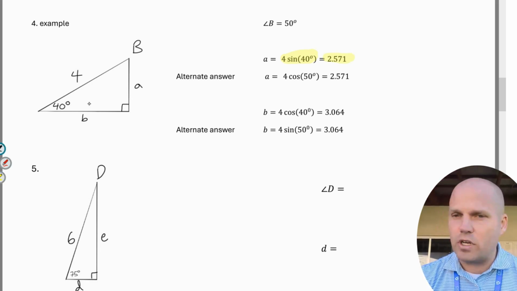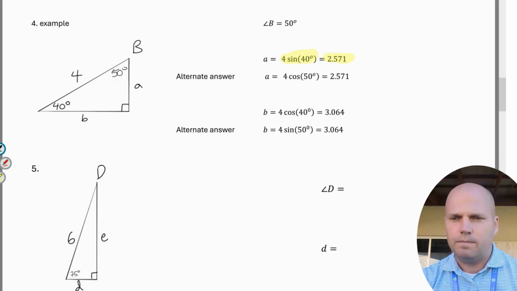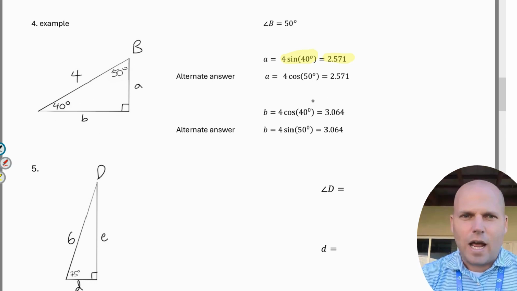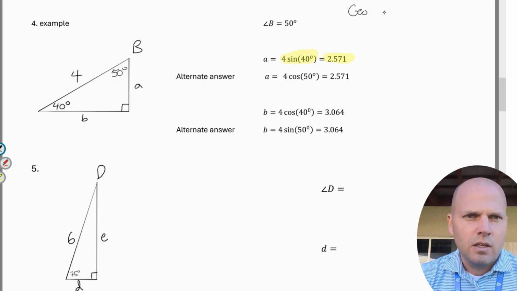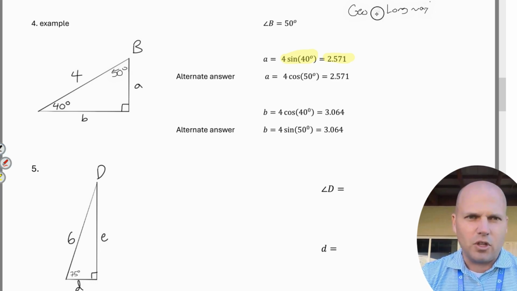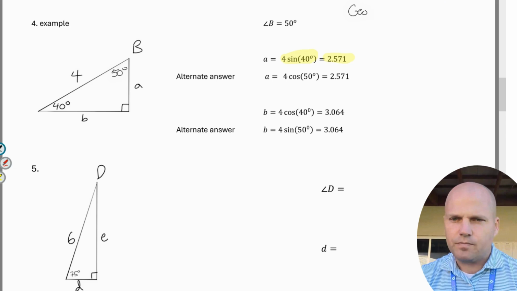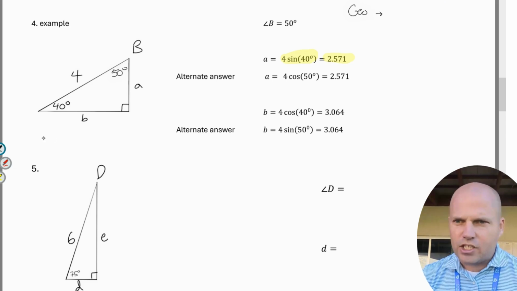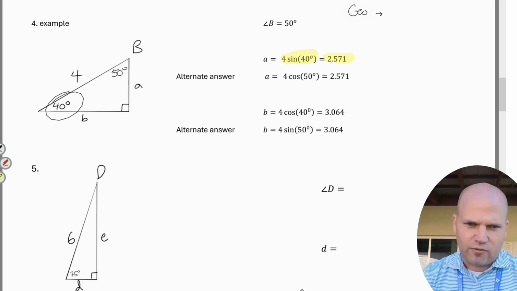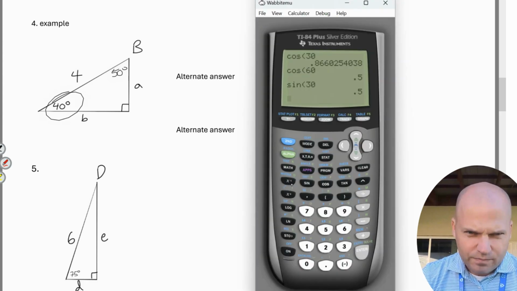First thing, I know this is 40 degrees. 40 plus 90 is 130. This has to be 50, or these two angles have to add up to equal 90. Cool. Now, here's what I could do. This would be like the geometric approach. Here's the geometric approach. Let's start with 40 degrees. Let's find the sine and the cosine of 40.